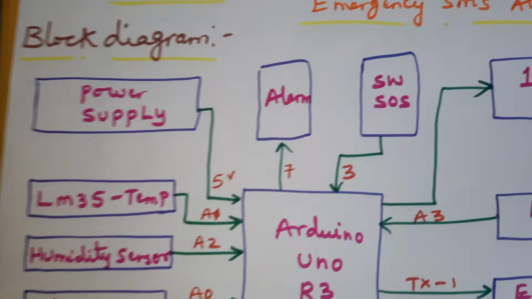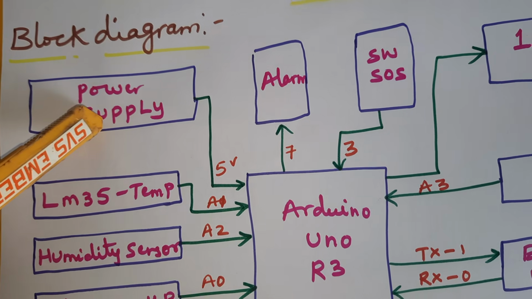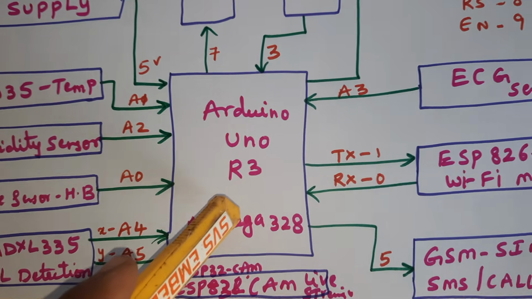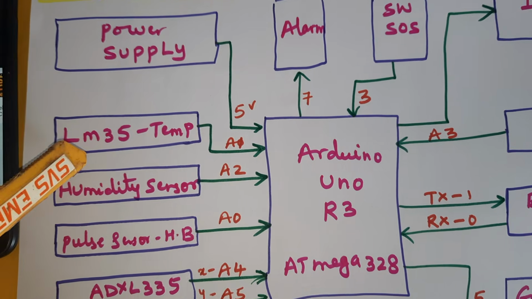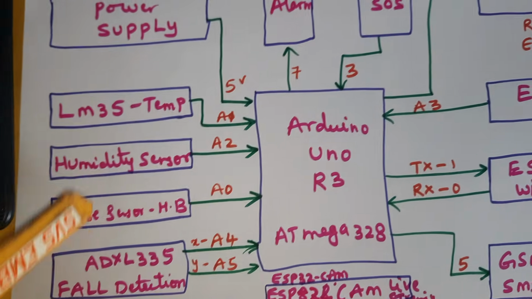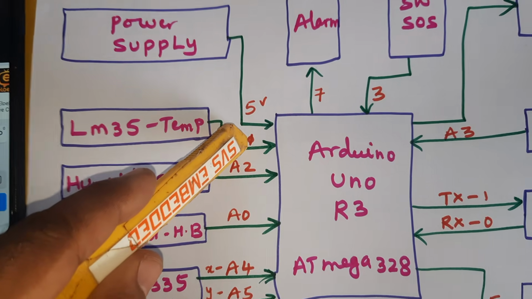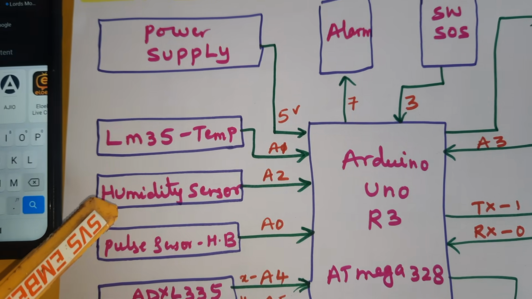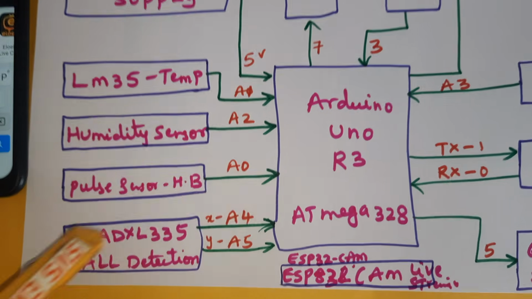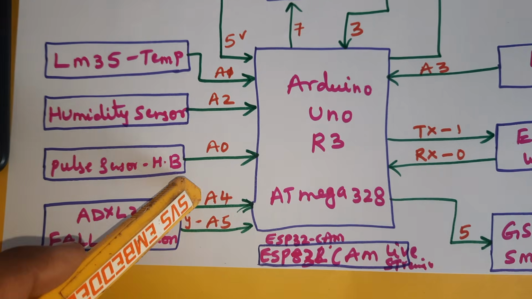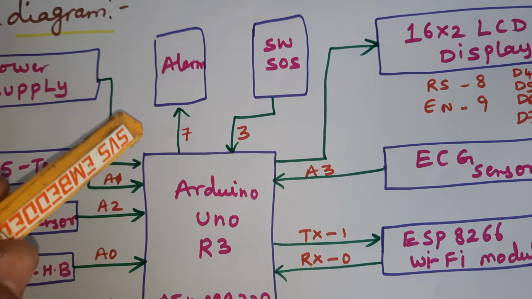In this project we are using a 5 volts power supply board connected to the Arduino Uno R3 ATmega328 controller IC board. There are five sensors: LM35 temperature sensor connected to A1, humidity sensor connected to A2, pulse sensor connected to A0, fall detection sensor connected to A4 and A5, and ECG sensor connected to A3.